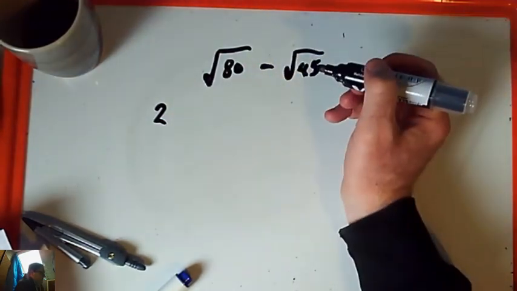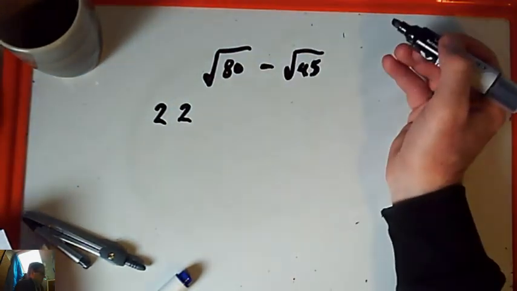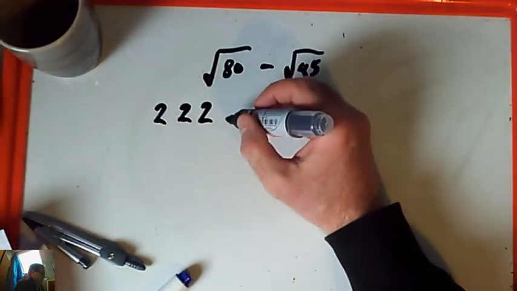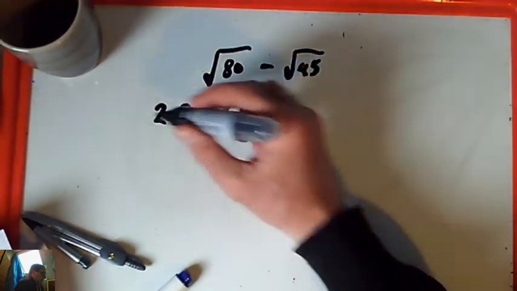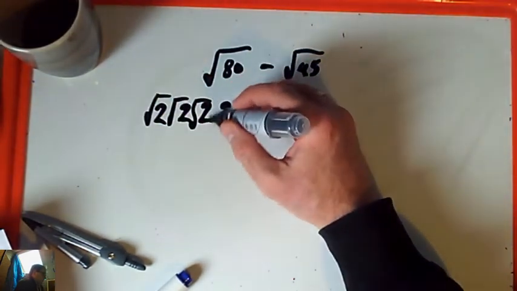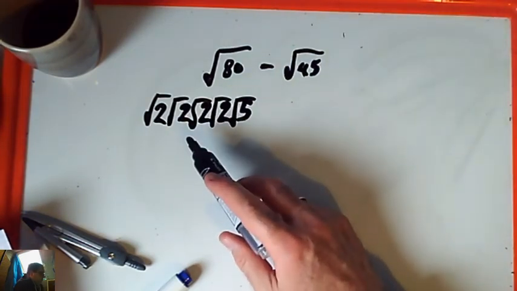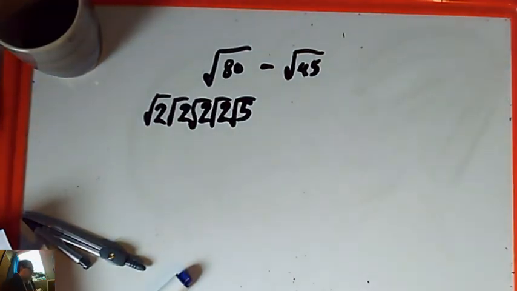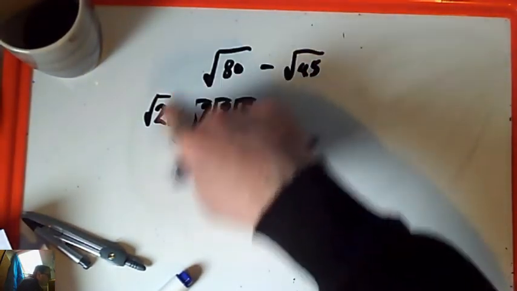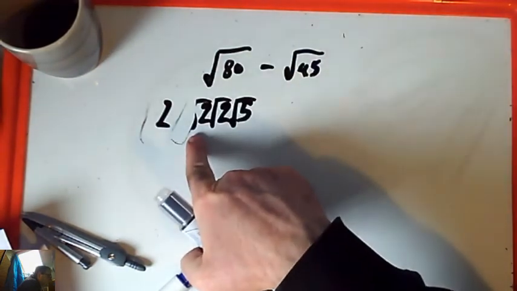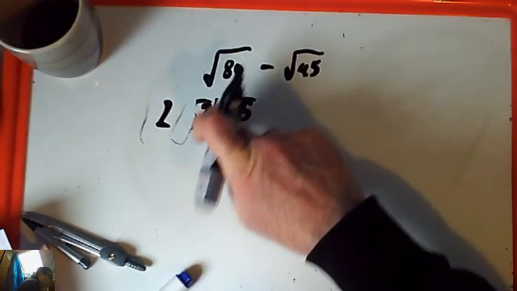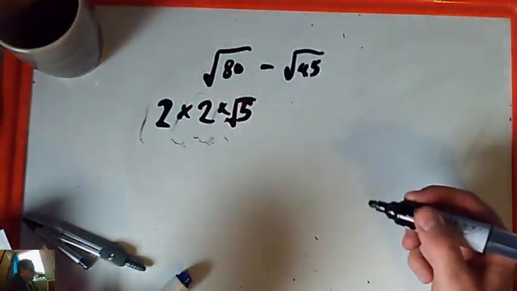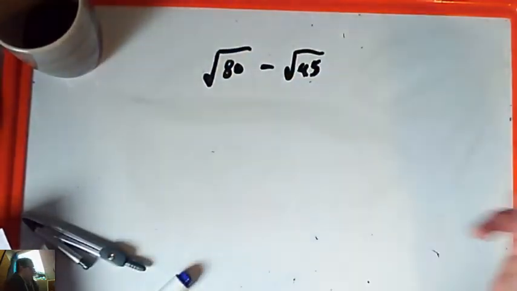80 is 2 times 40, 40 is 2 times 20, 20 is 2 times 10, 10 is 2 times 5. So I could have broken it down all the way into the prime factors. Root 2 times root 2 times root 2 times root 2 times root 5. And then I could have spotted that these pair off. Root 2 times root 2 is just 2. Another root 2 times another root 2 is just 2. So that is the same as 2 times root 5, which is 4 root 5.